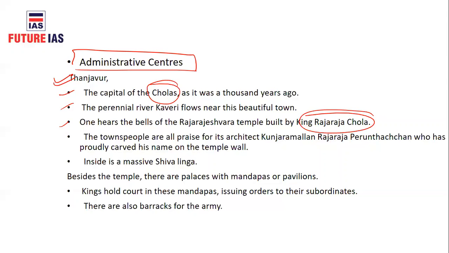Inside this temple is the massive Shivalinga, isn't it? And there were many such places with mandapas and pavilions. What is the use of these mandapas? The king generally used to hold courts in these mandapas. The king used to give orders to his subordinates, and the subordinates used to meet. So all such courts used to be held in these mandapas. And there were other places like barracks for the army also. So they were mainly administrative centers. Administrative centers means they were mainly meant for administration purposes.